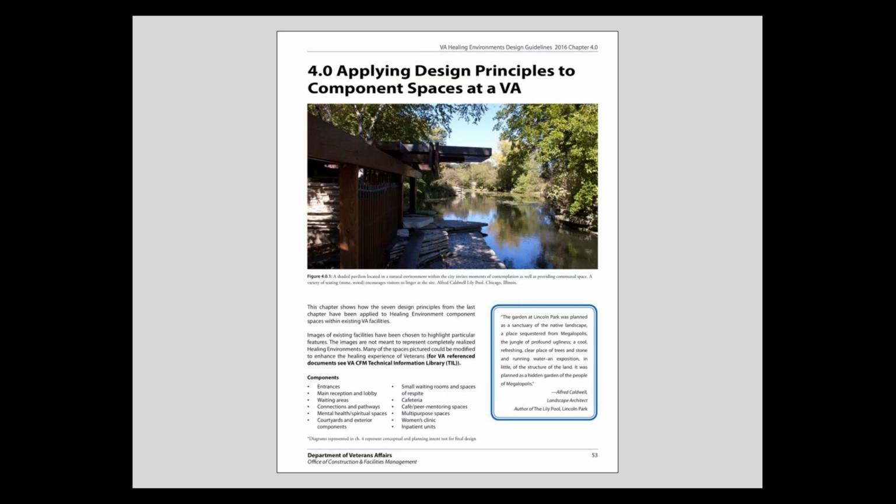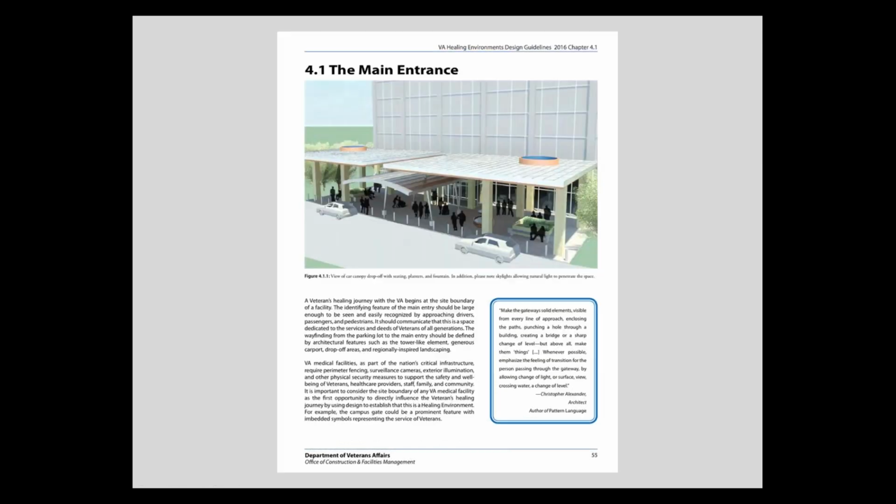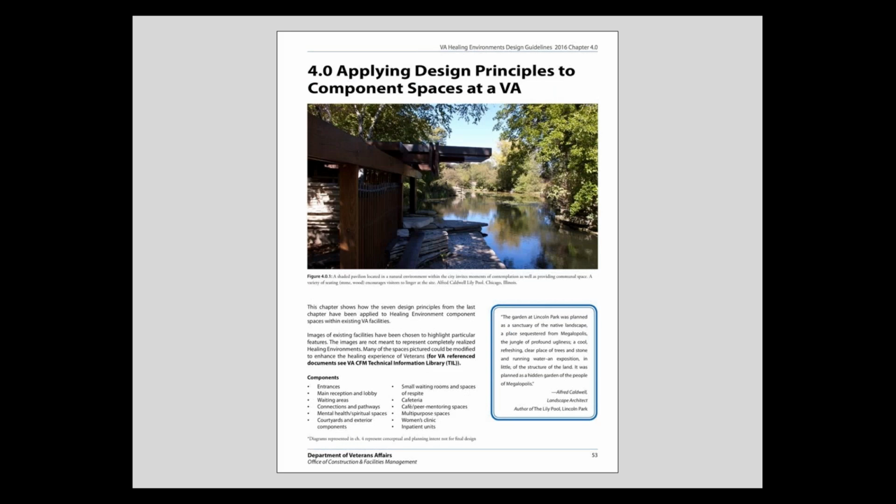So this is just basically showing the scope of the guideline. There'll be several future versions, but we covered entrances, main reception lobby, waiting areas, connections and pathways, mental health, spiritual spaces, courtyards, and exterior components, small waiting rooms and spaces of respite, cafeteria, cafe, women's clinic, multi-purpose spaces, and inpatient units. Next.